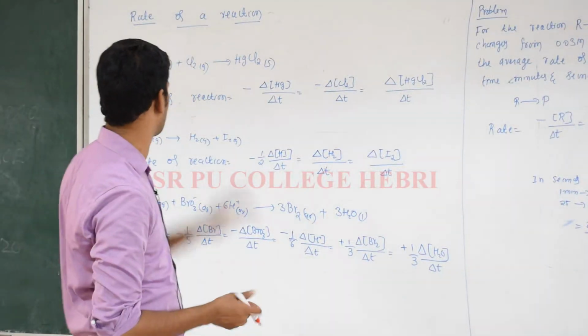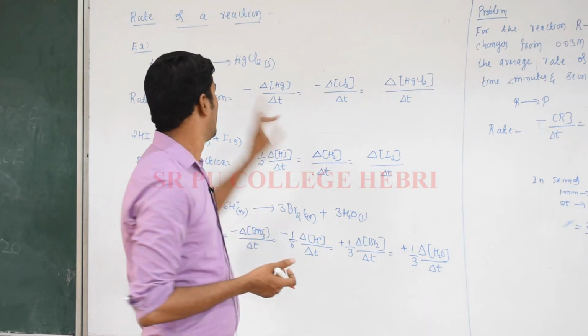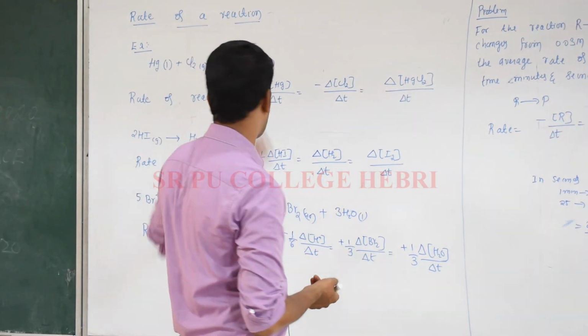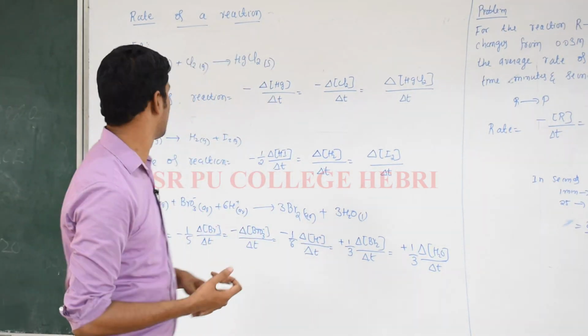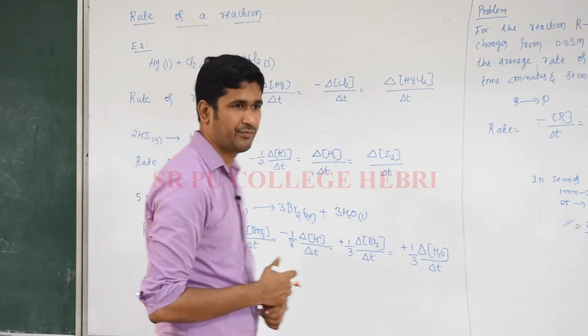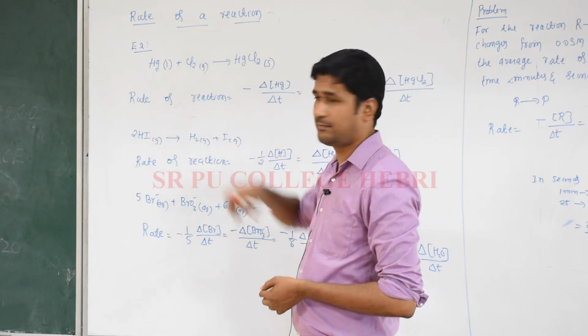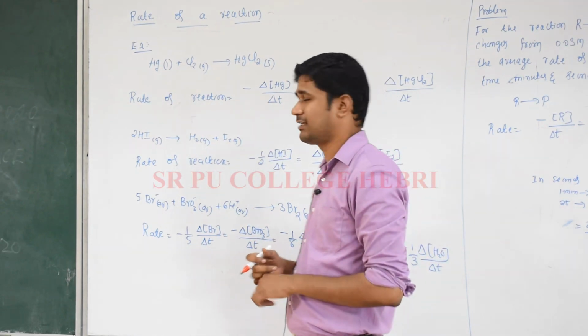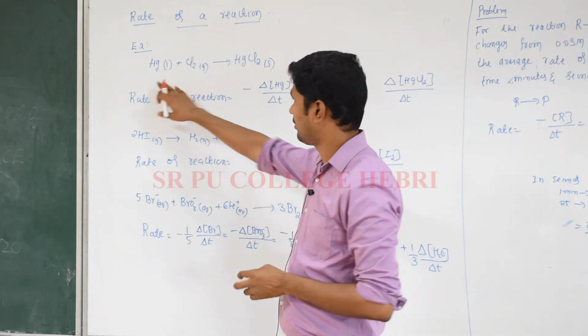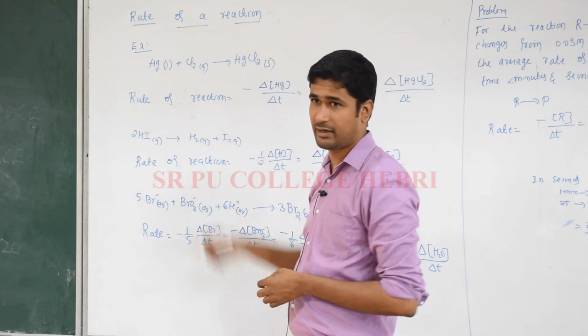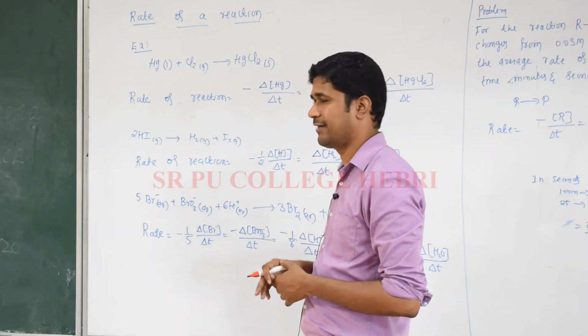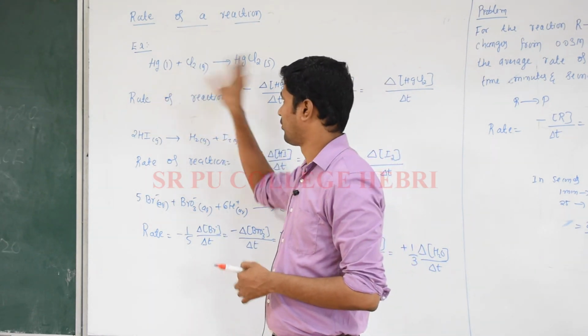Next, let us see how to write the rate of a reaction. Let us discuss one by one. The first reaction I have written is the preparation of HgCl2, mercury chloride. In this reaction, liquid mercury is treated with gaseous chlorine. Here, once you look into the stoichiometric ratios, it's 1:1:1, everything. 1 mole, 1 mole, 1 mole.